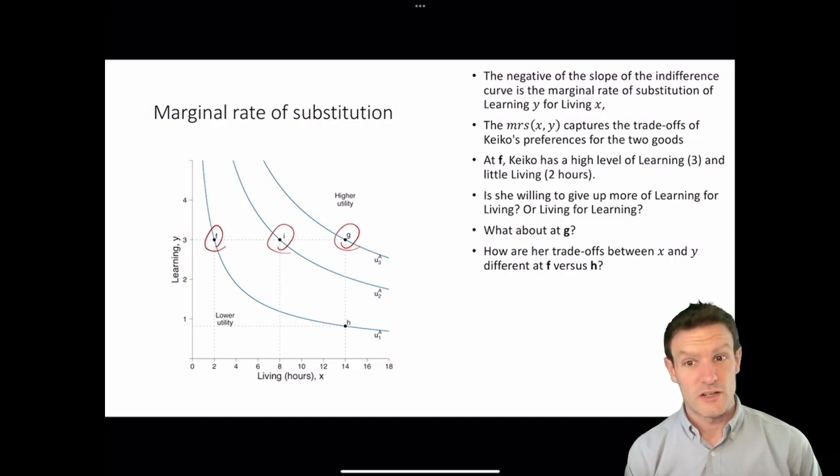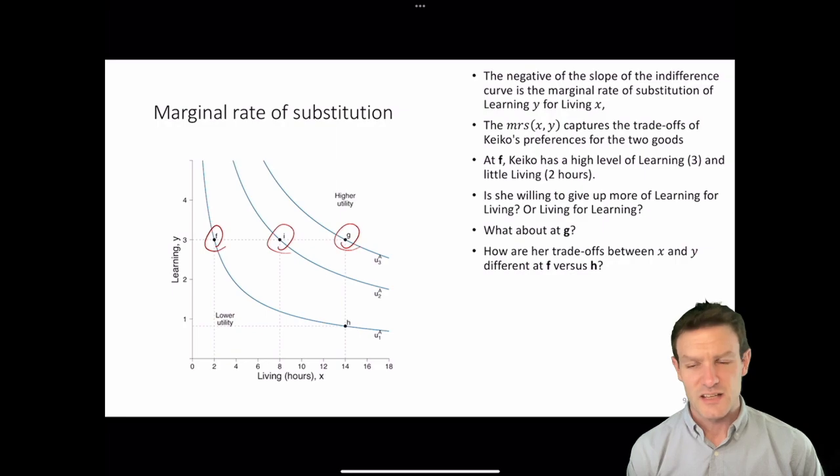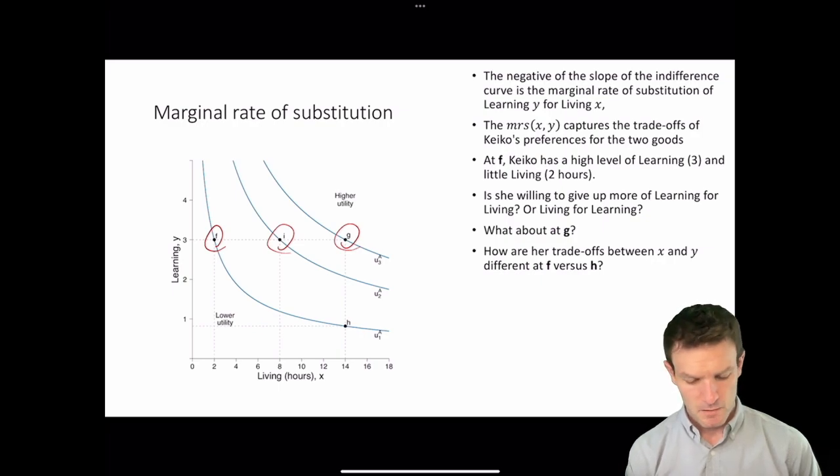Keiko is willing to give up the most y for an additional unit of x at f. She's willing to give up some y to get some more x at I, and she's willing to give up the least y to get an additional unit of x at point G. So that was our first comparison across different indifference curves, looking simply at the different slopes.